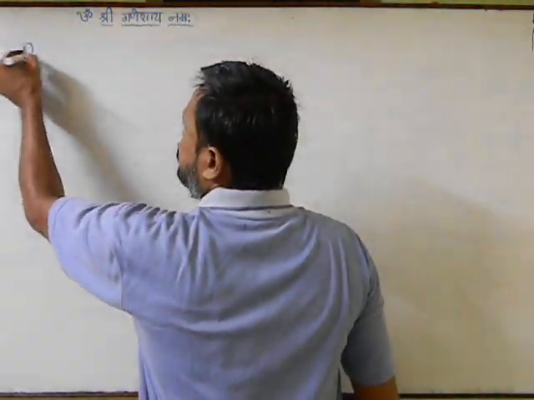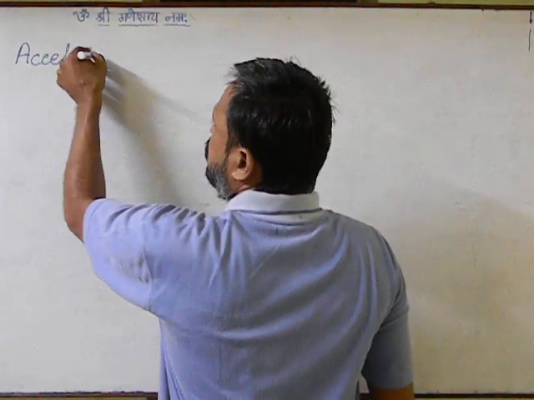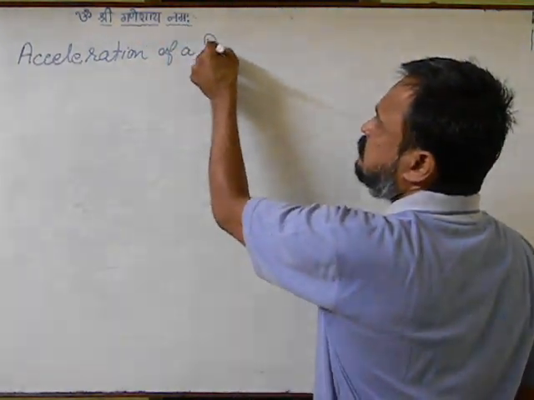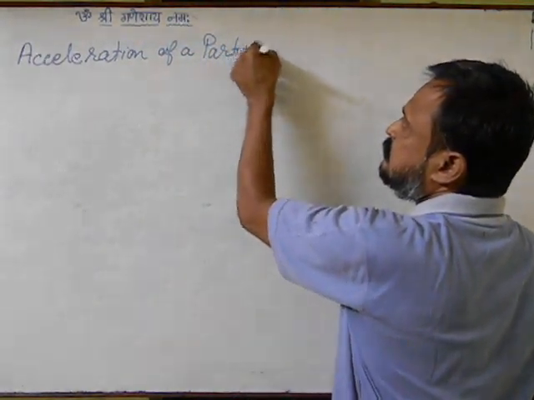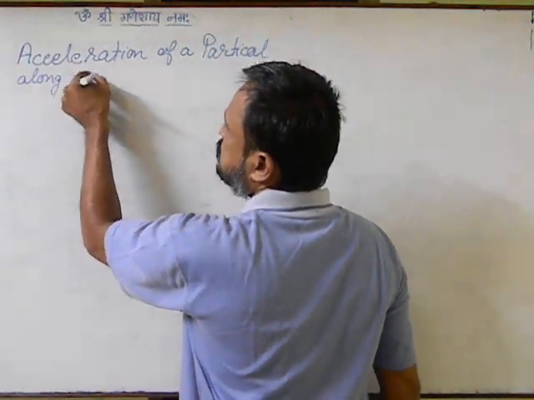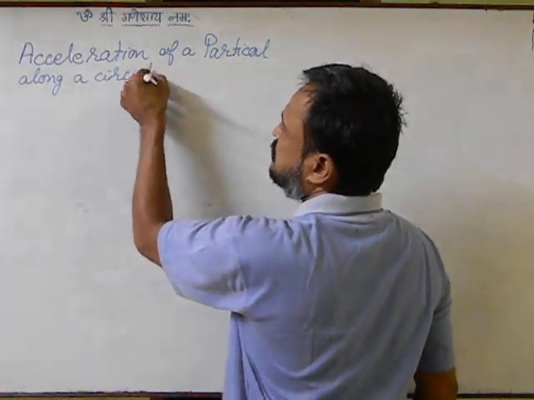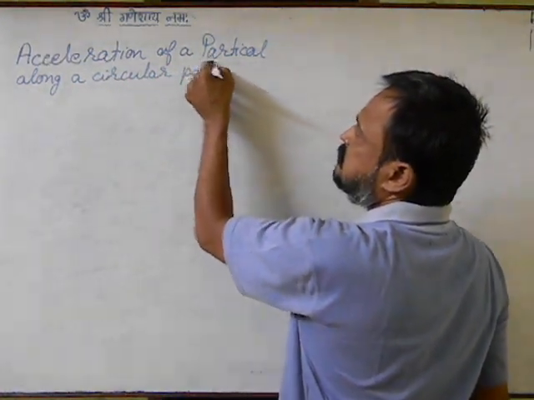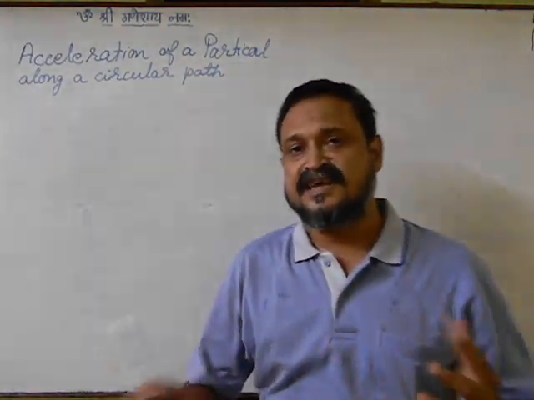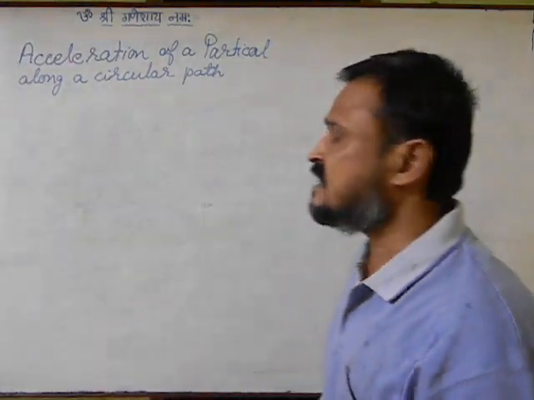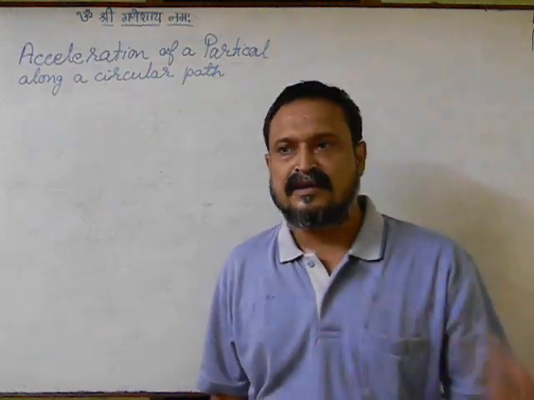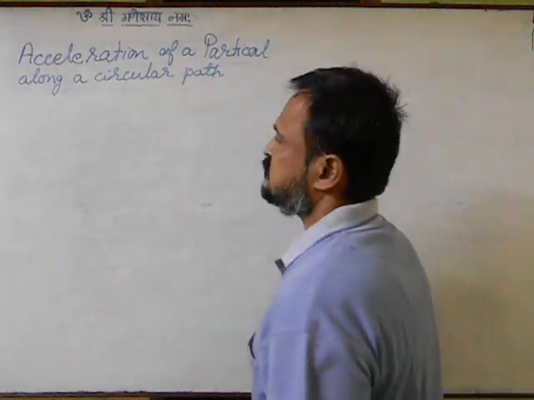So acceleration of a particle along a circular path, right? So we are trying to understand. As we know, these joints are having relative motion, so they are having a kind of angular or combinations of motions, right?